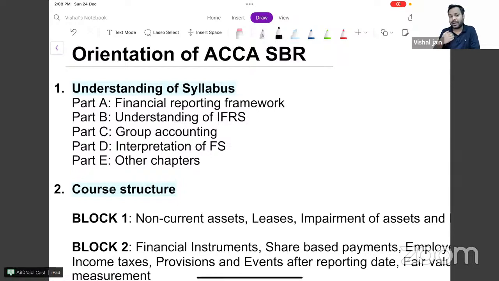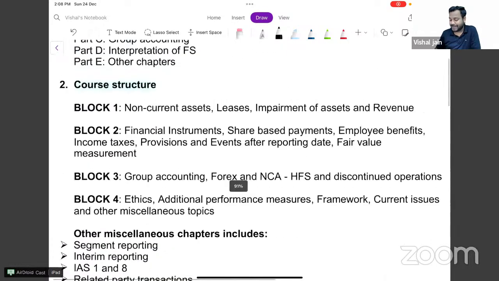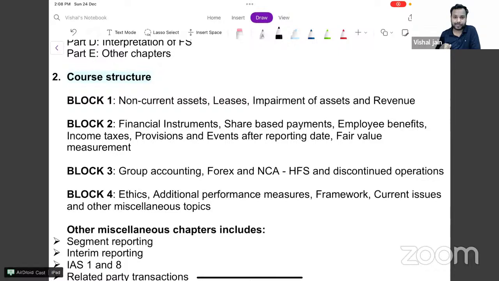Now, how are we going to help you in this preparation through our sessions? We will divide our complete syllabus into 4 blocks, like we did in FR also. These will be the 4 blocks. After completion of each block, we will conduct a mock test.